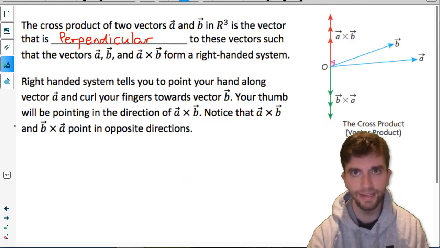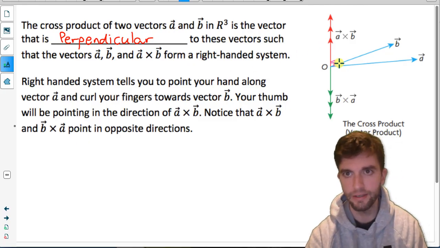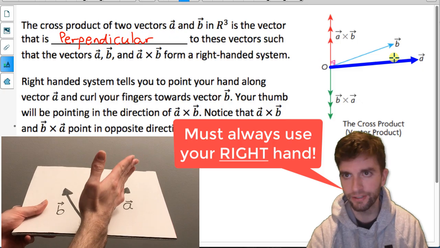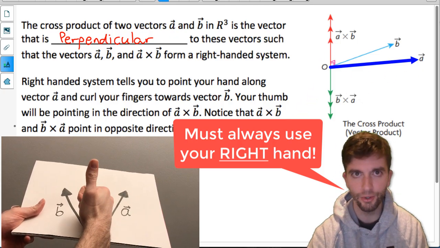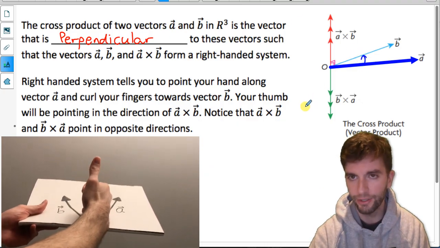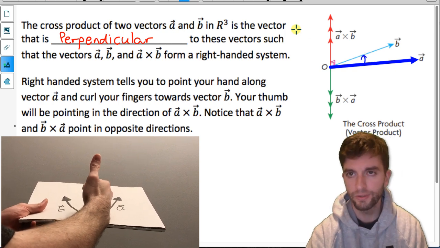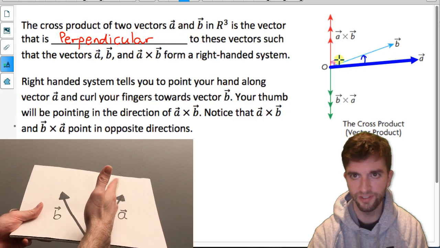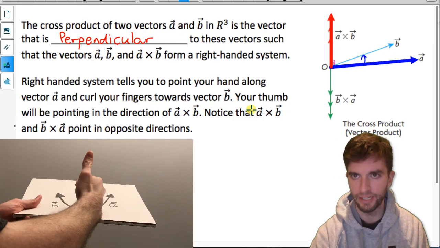So what is the right-handed system? The right-handed system tells you if you're trying to do A cross B, you would place your hand along vector A with your fingers pointing in the same direction as vector A, and then try and curl your fingers towards vector B. While doing that, your thumb will point in the direction of A cross B. So if you were to imagine your hand laying along vector A and then curling your fingers towards vector B, your thumb would have to be pointing in that direction. So that would be the direction of A cross B.